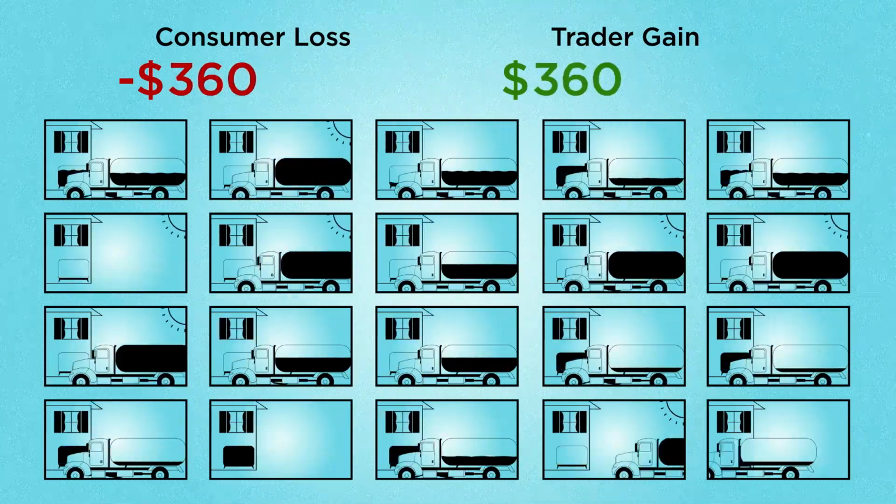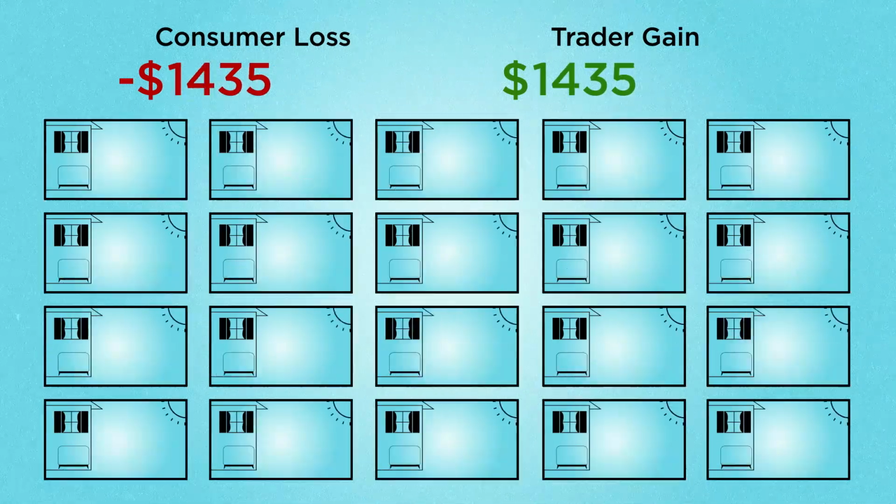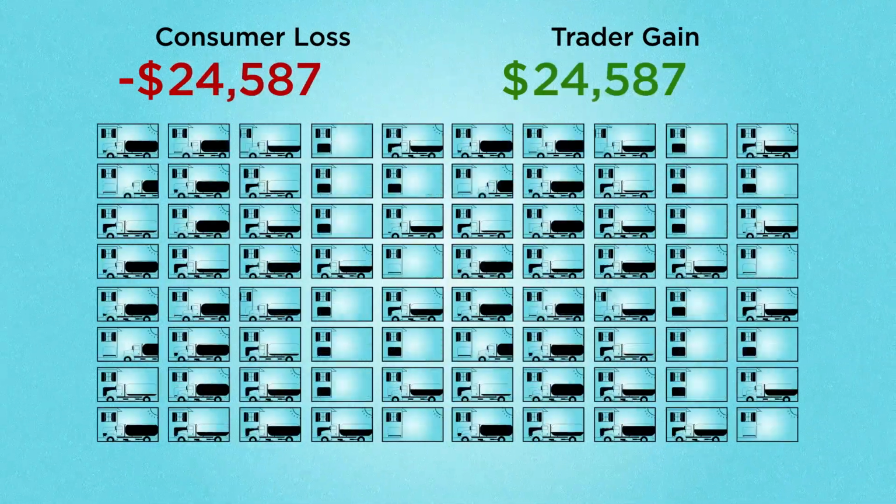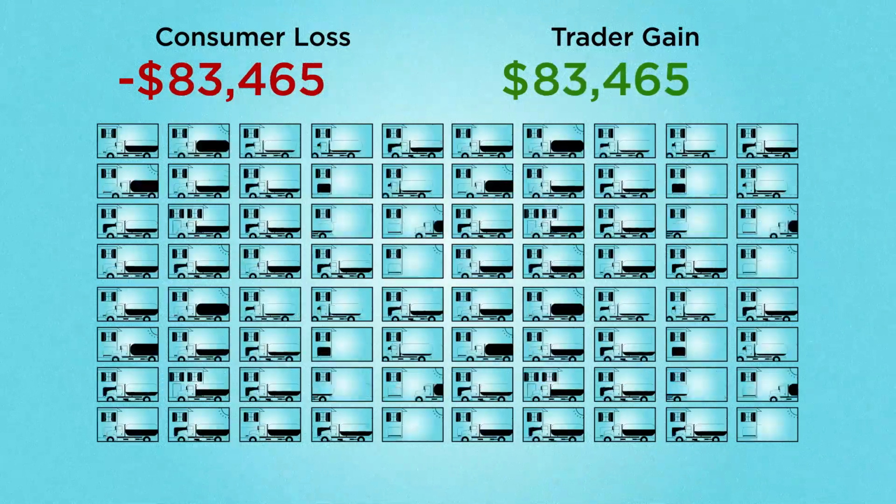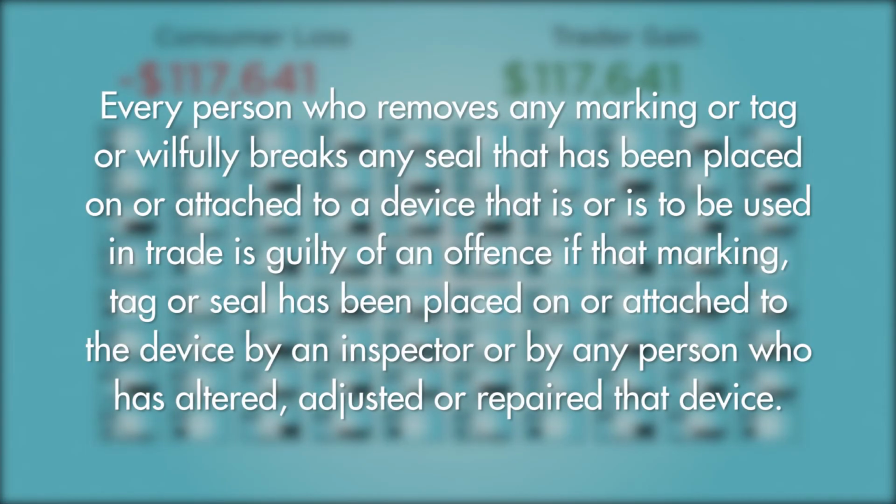It might seem like a small matter, but when amplified over hundreds of consumers, it adds up. Therefore, legislation expressly states that every person who removes any marking or tag or willfully breaks any seal that has been placed on or attached to a device that is or is to be used in trade is guilty of an offense if that marking, tag, or seal has been placed on or attached to the device by an inspector or by any person who has altered, adjusted, or repaired that device.